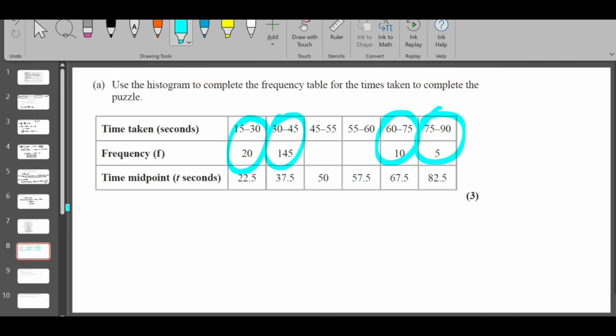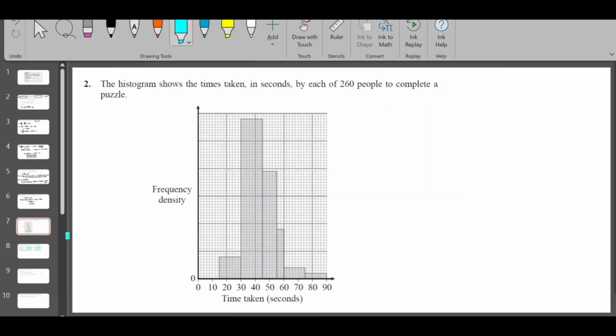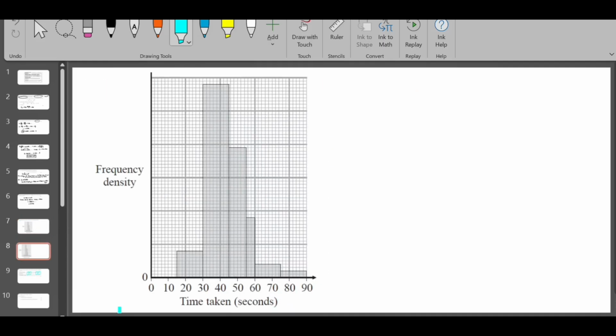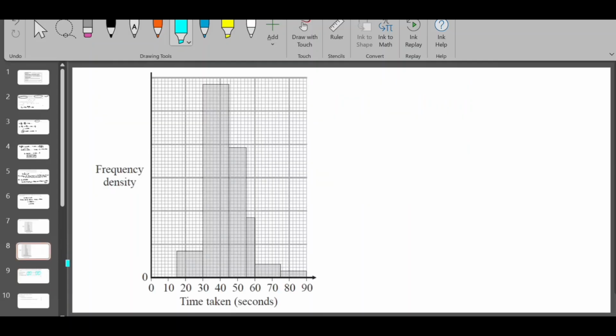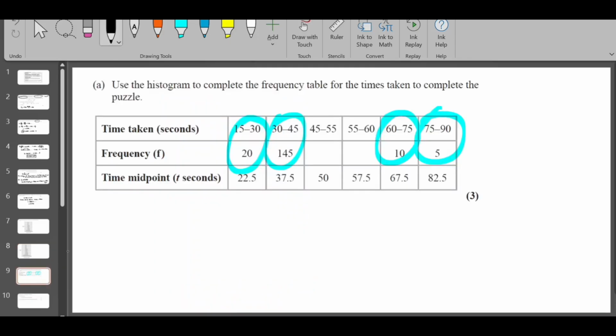So for example, I'm going to look at the histogram. Let me put the histogram a bit bigger here. This is the histogram, and if you look at the table, the class intervals are 15 to 30. Let's look at this bar. This is 15 to 30, right? What's the height of the bar? First of all, we need to find these missing frequencies, correct? So I'm going to take the first bar.